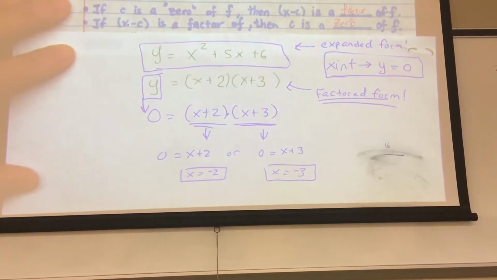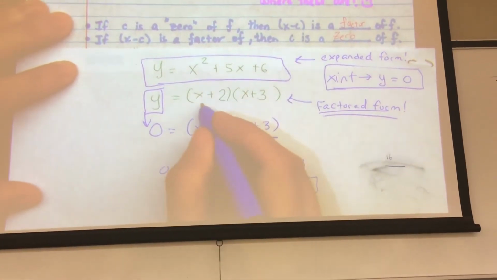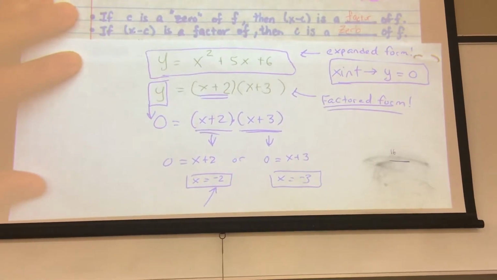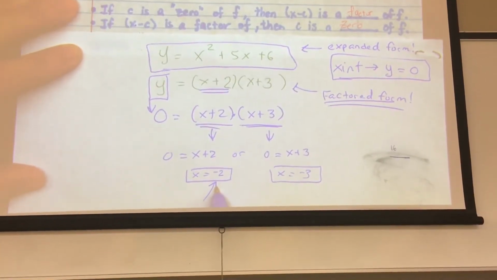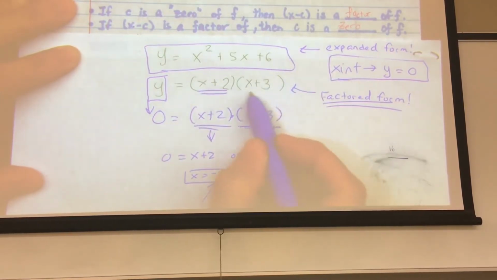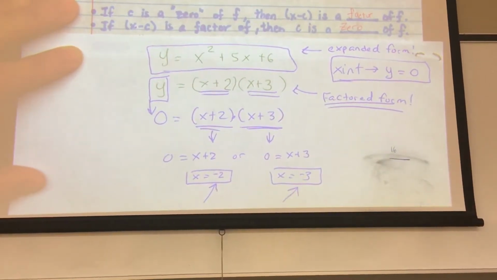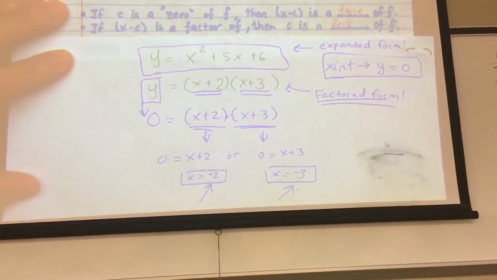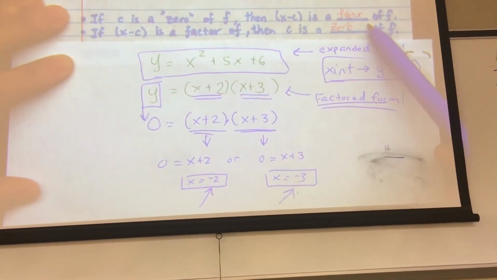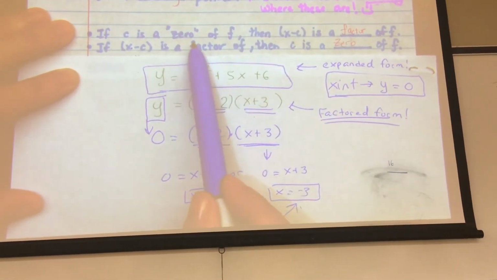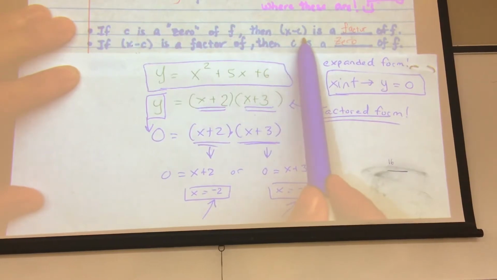Okay, so we know that in this example, when I had x plus 2 as a factor, negative 2 was an x-intercept, wasn't it? So similarly, if negative 2 is an x-intercept, x plus 2 is a factor. If I had x plus 3 as a factor, negative 3 was an x-intercept. But if I had negative 3 as an x-intercept, that would mean x plus 3 is a factor. That's what this is attempting to say. If I know an x-intercept, or a 0 of a function, assuming that it was real in this case, then I know that x minus that number is a factor.